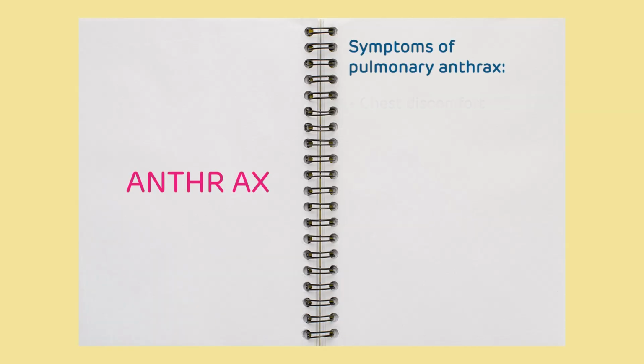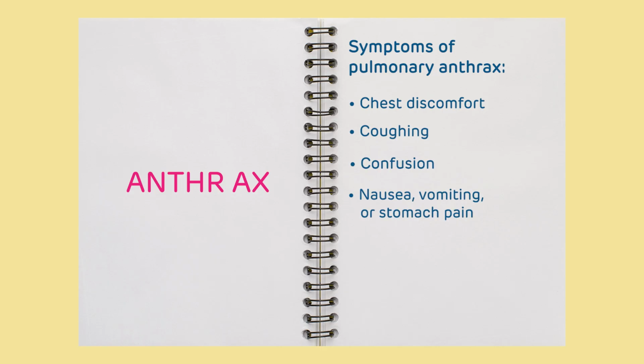A third type of anthrax is called pulmonary anthrax, and this form results from breathing in the spores of the bacteria. Now, people who have this form can experience a variety of symptoms, including chest discomfort, coughing, confusion, nausea or vomiting or stomach pain, sweating, dizziness. And this is the form that would most likely be used if anthrax was used as a bioweapon.